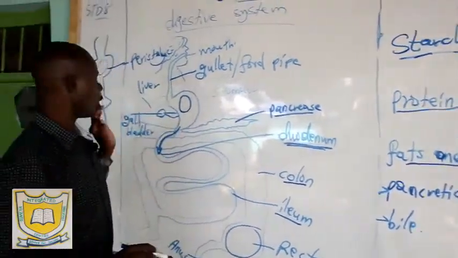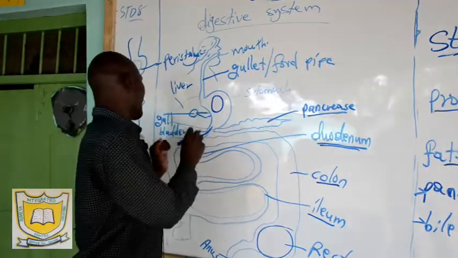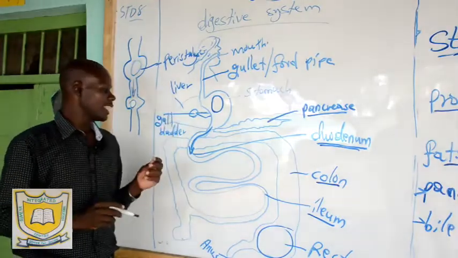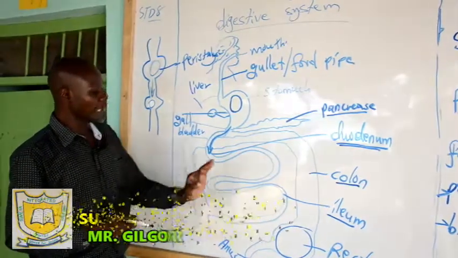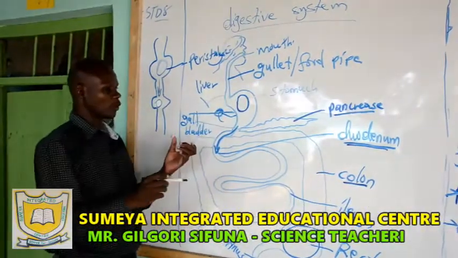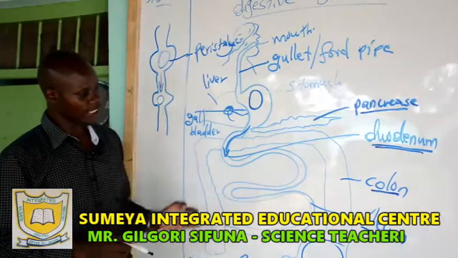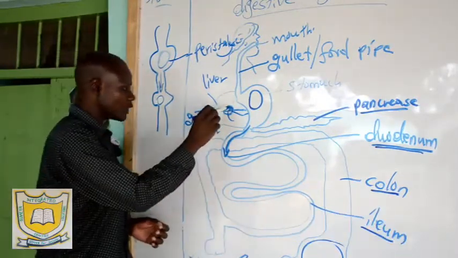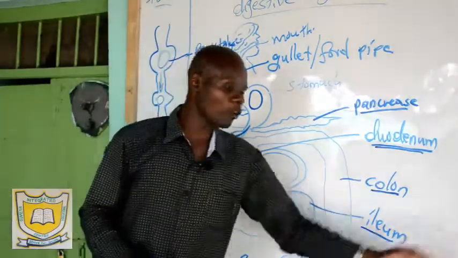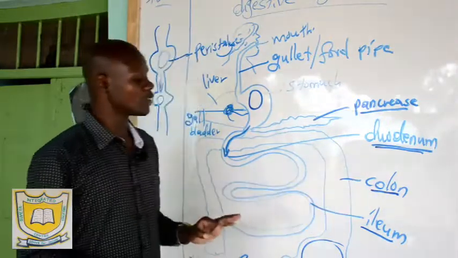So production of bile juice is from the liver, and the gallbladder is used to store it. As the bile is produced from the liver, it is stored there before it is functional, before it is sent down to the duodenum to serve the purpose of fats and oil digestion. So what is the function of the gallbladder? The function of the gallbladder is to store bile juice produced in the liver.